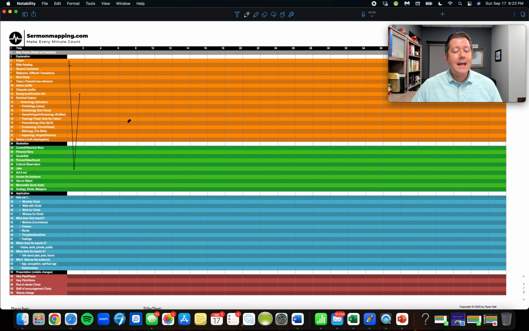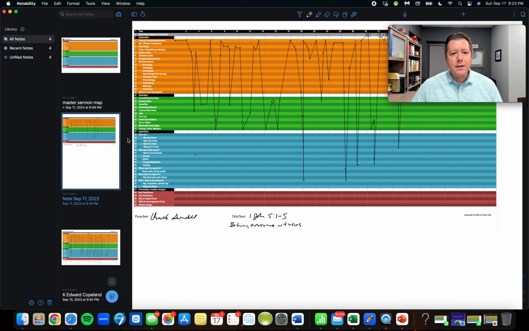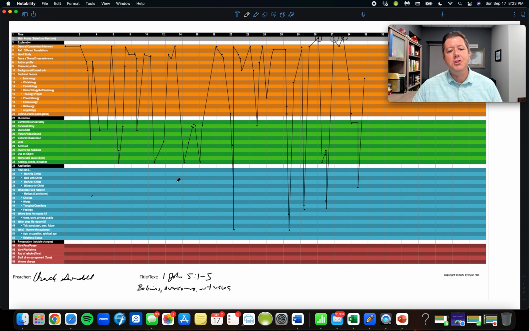Now, when you look at a completed map, then you can start to really draw some insights. So this would be a map here by Chuck Swindoll that we're going to look at, a completed map of one of his sermons from 1 John 5, 1-5. And every dot is something that he did. Here he shared some general commentary and inference to start it off.